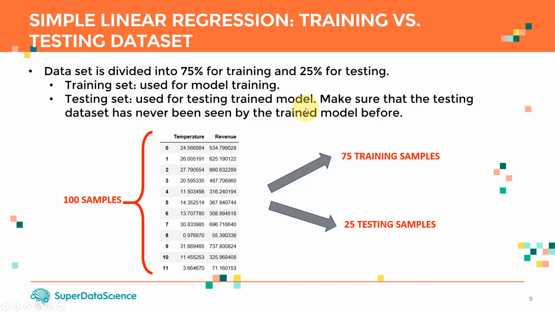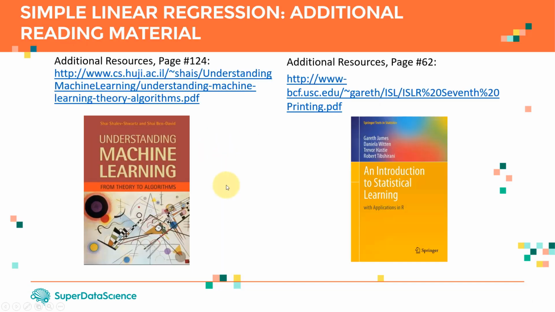A very important note here is that please make sure that the testing data set has never been seen by the trained model before. This concept is extremely important, okay? So again, when you test a trained model in practice, the testing data should not be seen by the model during training. That's the idea of developing a machine learning model that is able to generalize in practice, okay?